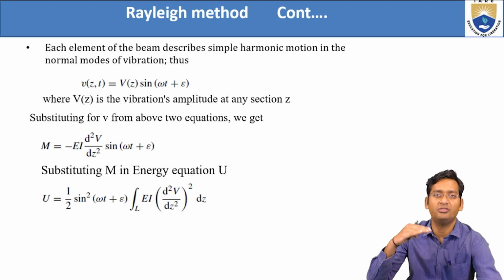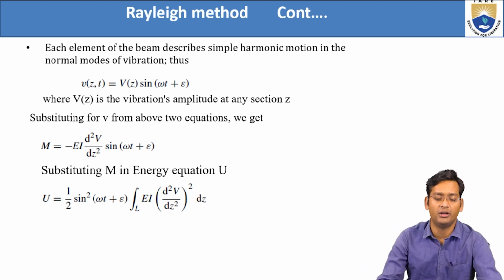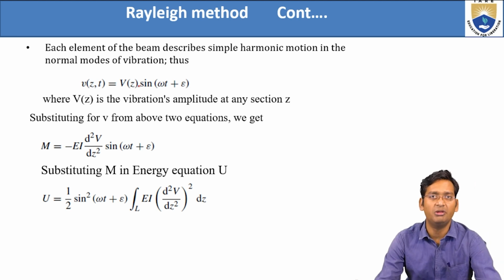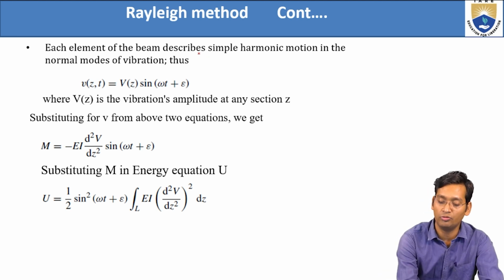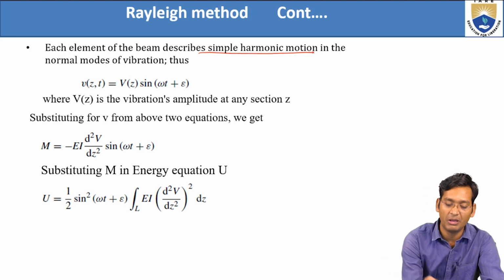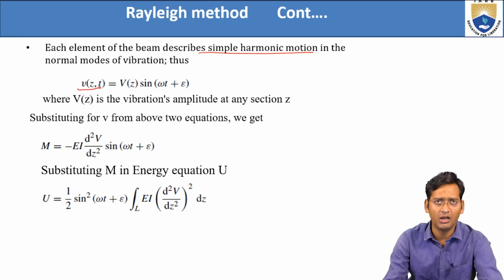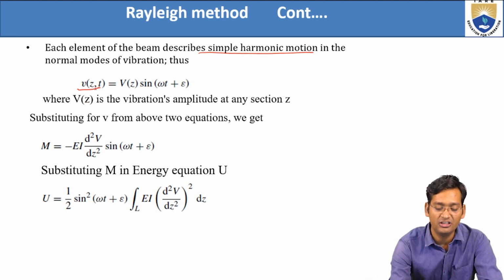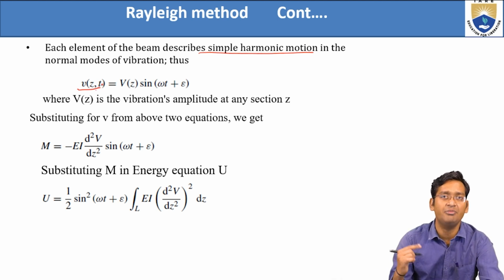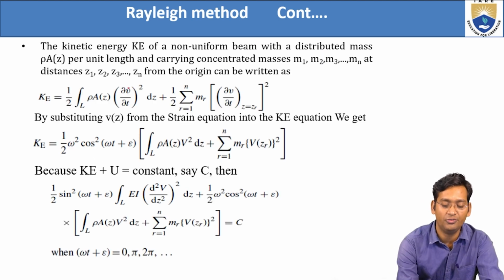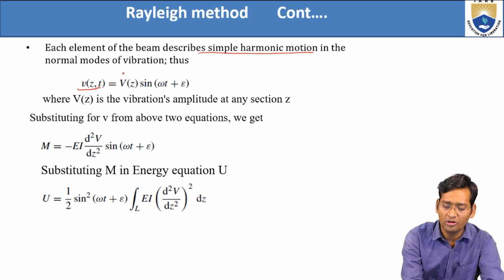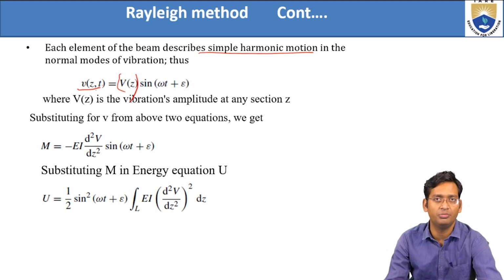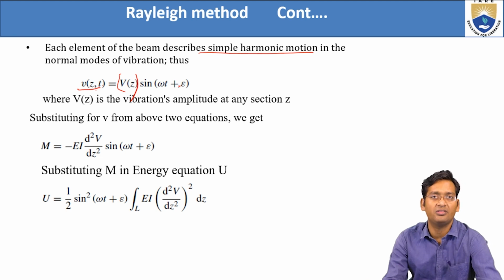Because it's a vibration, generally we take that vibration as a sinusoidal curve. Each element of the beam describes simple harmonic motion in the normal modes of vibration. In the normal mode of vibration, that harmonic motion is denoted by V(z, t), where V is the displacement in the z, t direction. So z will vary, and with time also, means with position and time, it will vary. So what is the general equation? V(z, t) equals V(z), the maximum magnitude with position, times sin(omega t plus epsilon).